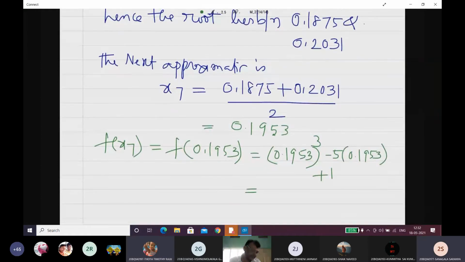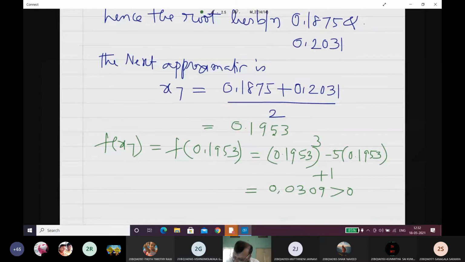0.0309. Positive or negative? Positive. Yes, very good, positive. So this value is positive and f of 0.2031 is negative. So the root lies between 0.1953 and 0.2031. Note down those two values.